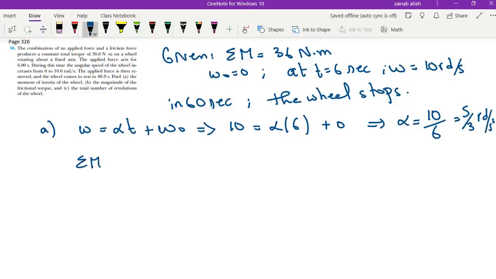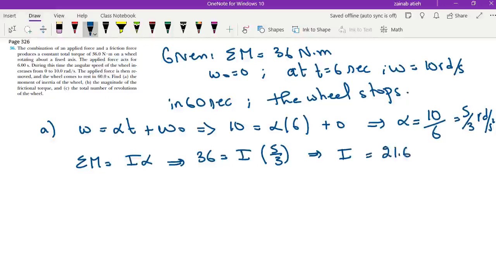Okay, so now let's apply Newton's second law of rotation. Sum of moments is equal to I alpha. I have the moment of the forces working on it, which is 36, equals I times alpha, which is 5 over 3. Now I can find I, which is equal to 21.6 kilogram meter square. Okay, this is I.